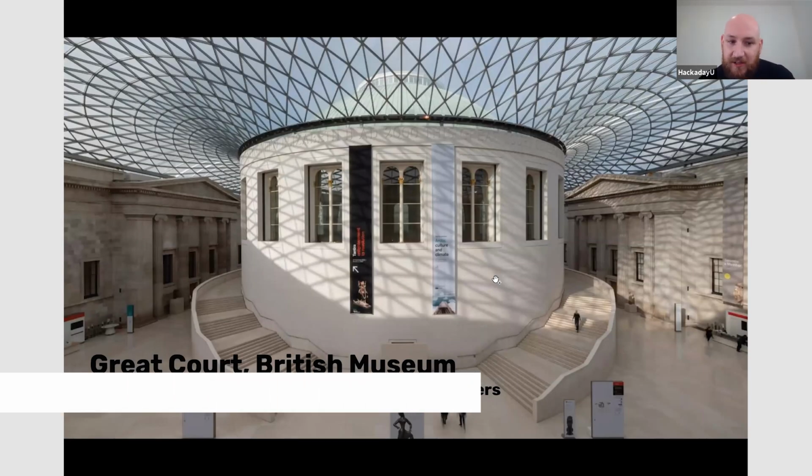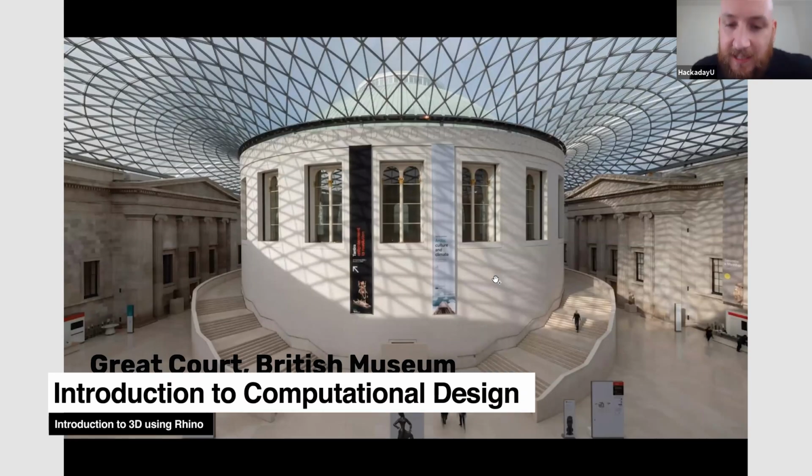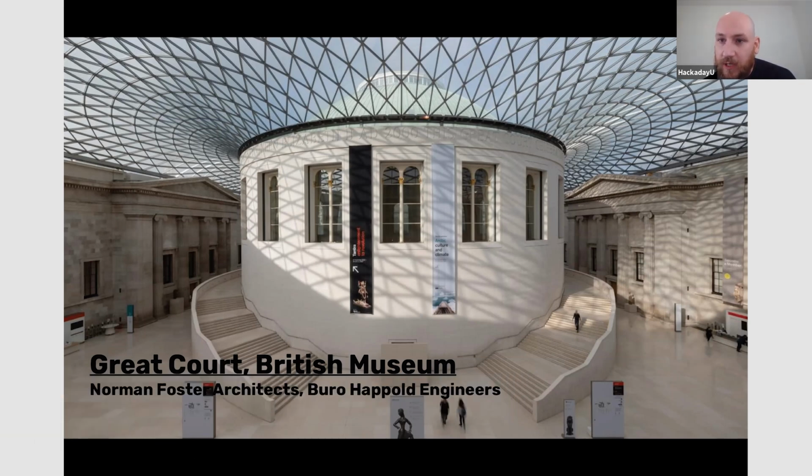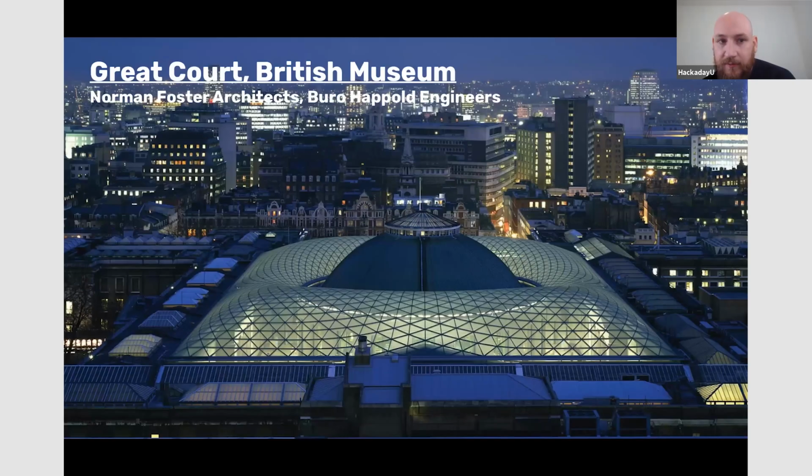So one, I just thought I'd put it in there. When I was in London studying, I was pretty close, a 5-minute walk from the British Museum. And the roof of the British Museum was designed with computational design, and they wrote their own software to create this roof. Here it is from above by Norman Foster Architects and Bureau Happold.